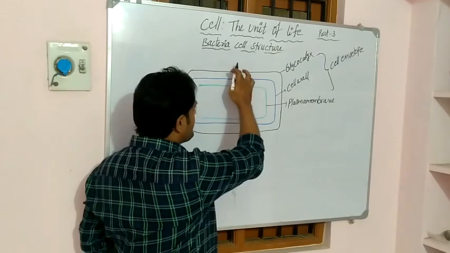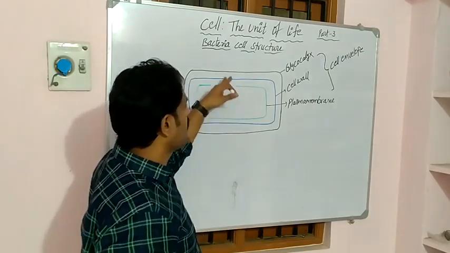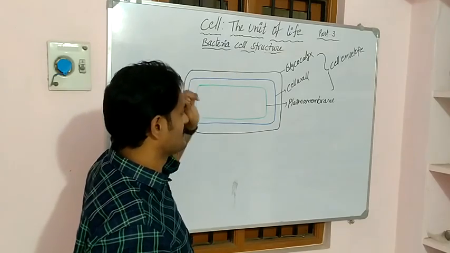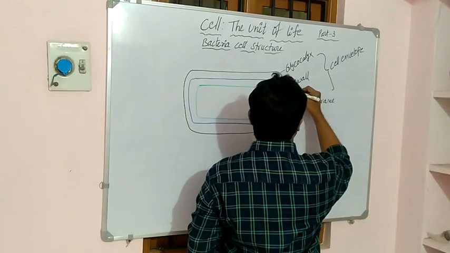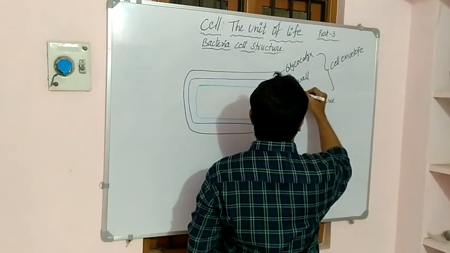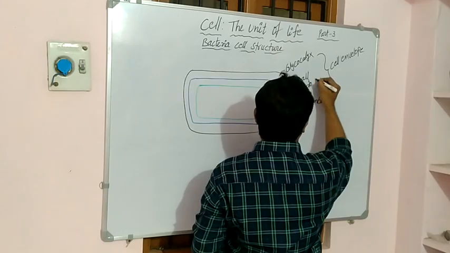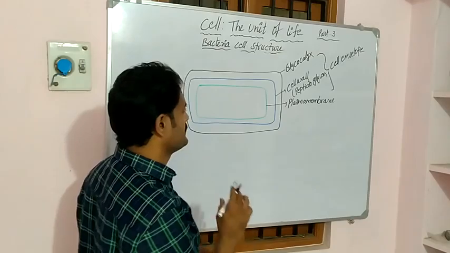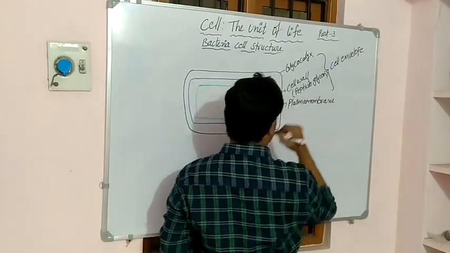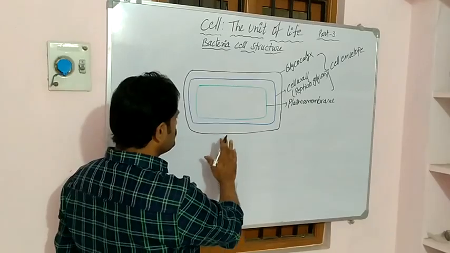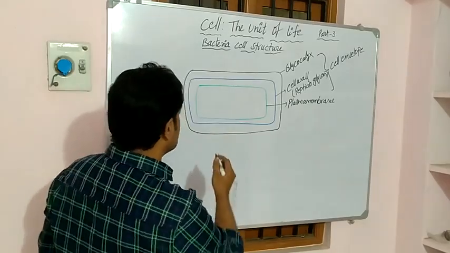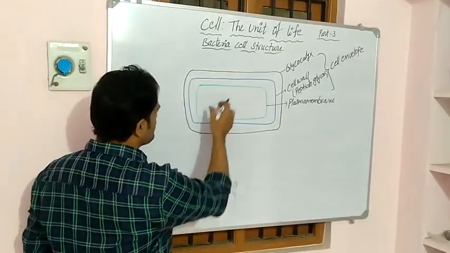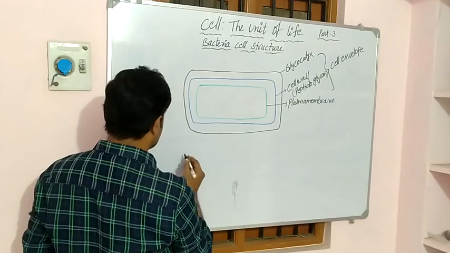These membranes are arranged one above another, like the plasma membrane, above it the cell wall, and above that the glycocalyx. Especially the cell wall is made up of peptidoglycan. Peptidoglycan is one type of sugar. Remember that, it is important. Then how these membranes are arranged: if we take these membranes in a separate diagram, I will draw some portion of the membranes here.